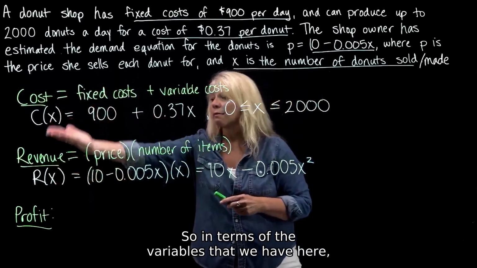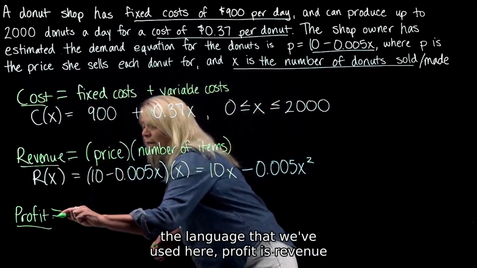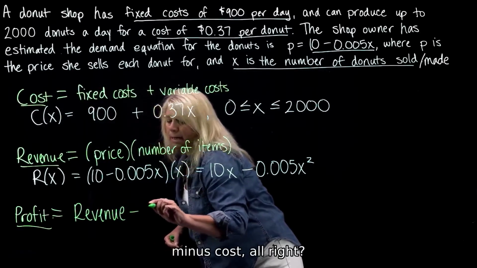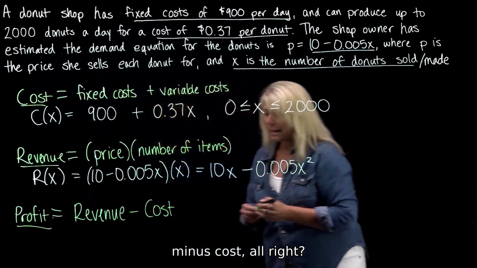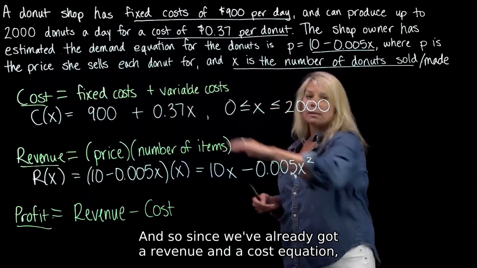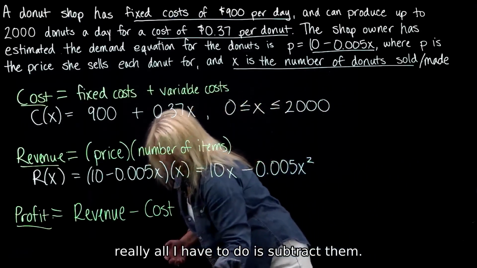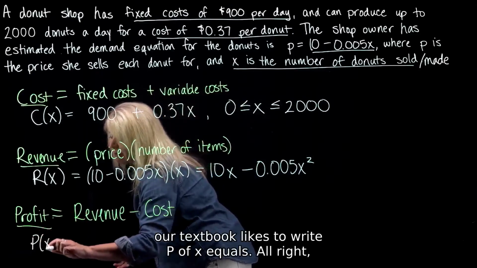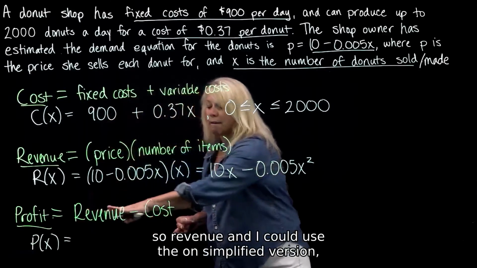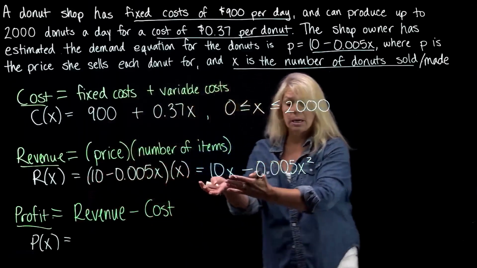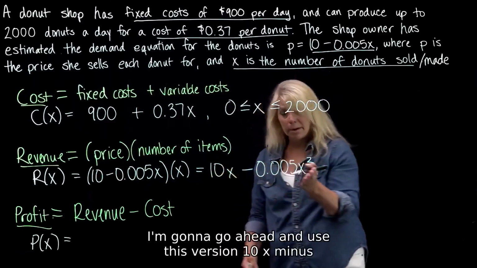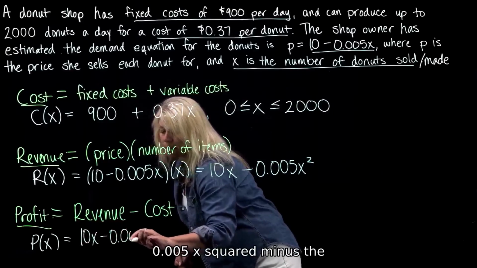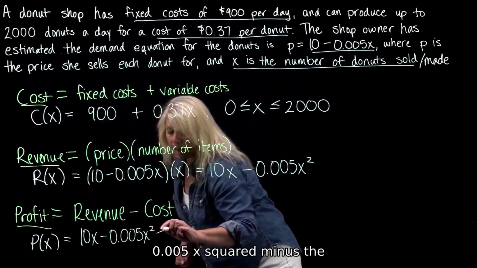So in terms of the variables that we have here, or the language that we've used here, profit is revenue minus cost. All right, and so since we've already got a revenue and a cost equation, really all I have to do is subtract them. So I could write P equals, or again, our textbook likes to write P of X equals. All right, so revenue, and I could use the unsimplified version, or since I distributed through the X already, I'm going to go ahead and use this version, 10x minus 0.005x squared minus the cost.